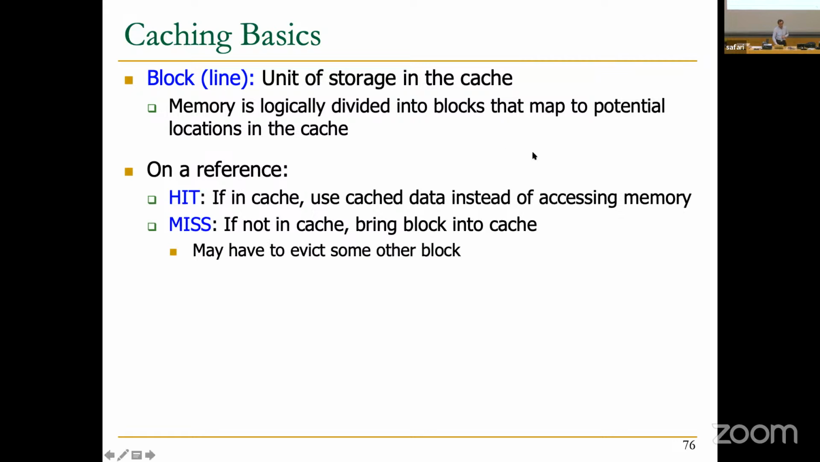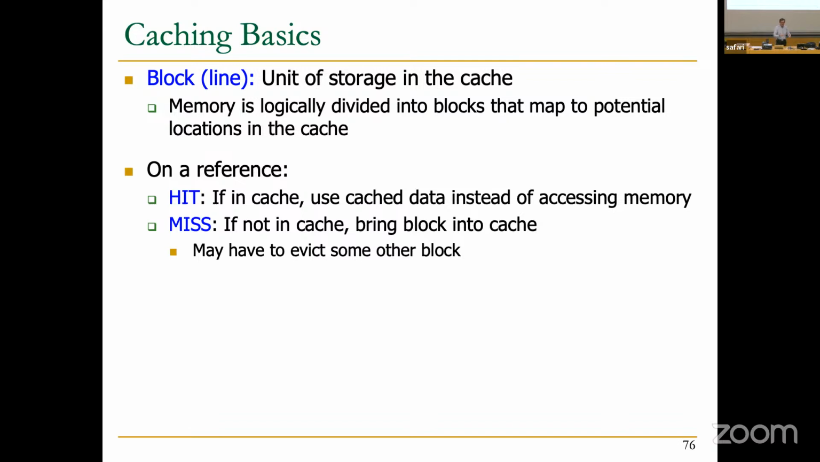When the processor actually references a block, a memory address, we call it a hit if the block is in the cache. And we use the cache data instead of accessing memory. Of course, this requires a mechanism to query the cache. You take the address of the block and you check whether it's in the cache, right? This is where the metadata comes in. And if that metadata says the block is not in the cache, you need to bring the block into the cache, basically. So clearly, when you bring the block into the cache, you may need to evict some other block, right? Depending on where you can bring the block and also what else is there in the cache.